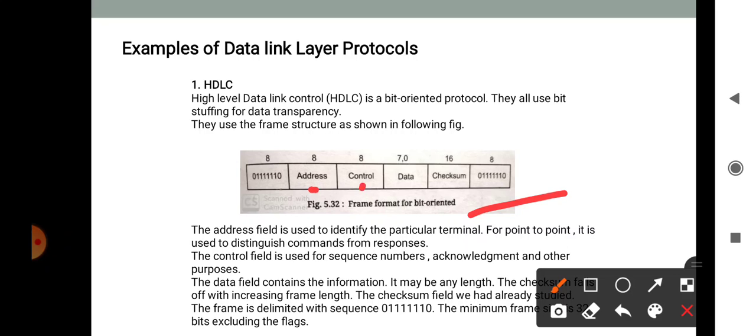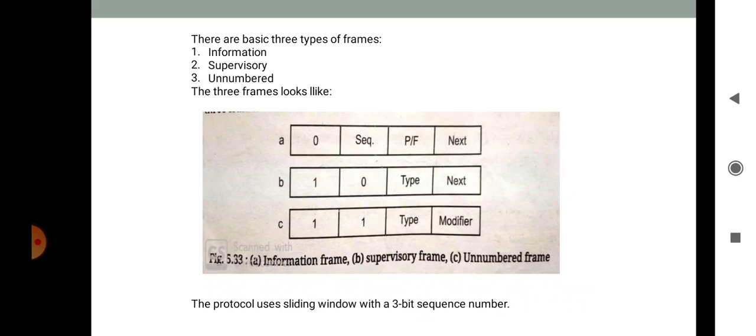Then the data field contains the information, and it may be of any length. The checksum falls off with increasing frame length, and the checksum field we have already studied. The frame is delimited with the sequence 01111110, and the minimum frame size is 32 bits excluding the flag. Then there are three basic types of frame. First one is the information, second one is the supervisory, and third one is the unnumbered.